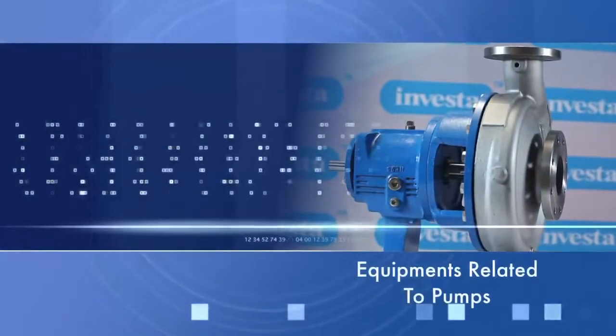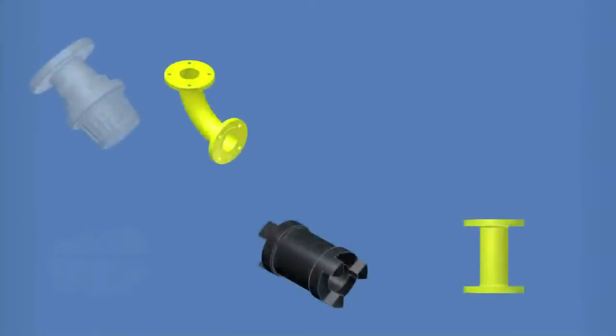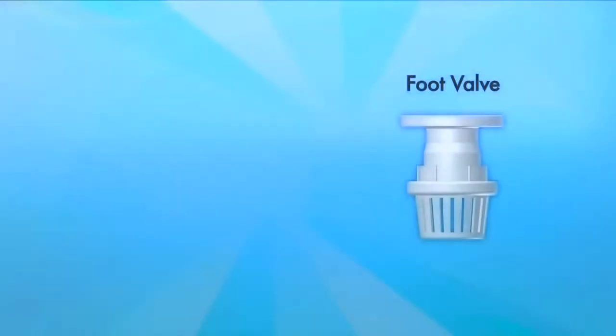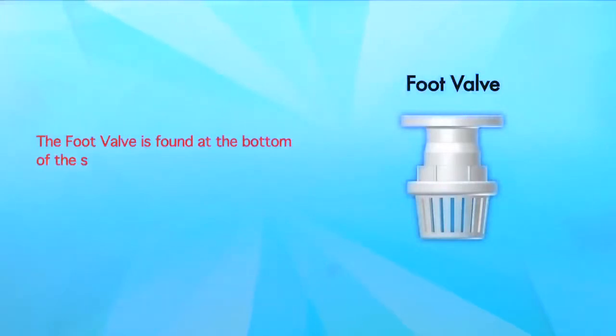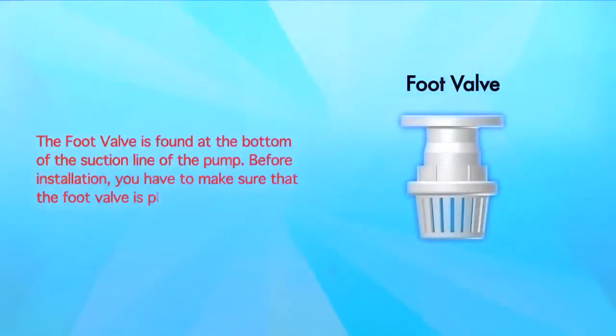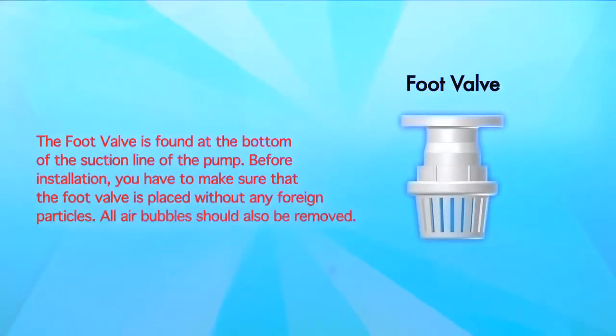Equipments related to pumps. We shall now look at the equipments that we shall be using that are related to pumps. We shall also understand some do's and don'ts related to installation. The foot valve is found at the bottom of the suction line of the pump. Before installation, you have to make sure that the foot valve is placed without any foreign particles. All the air bubbles should also be removed.